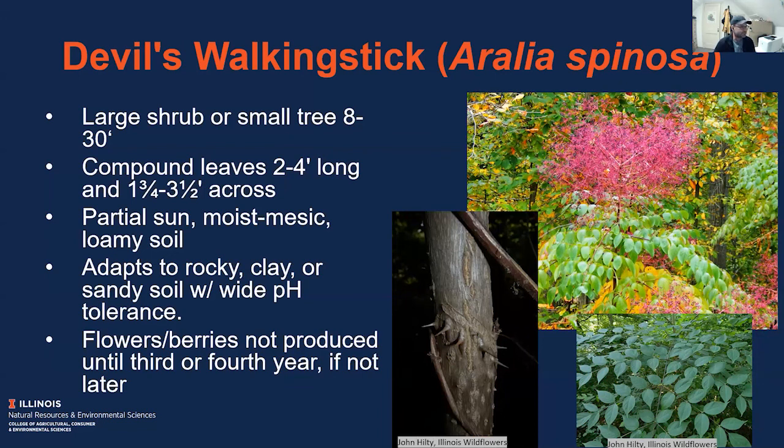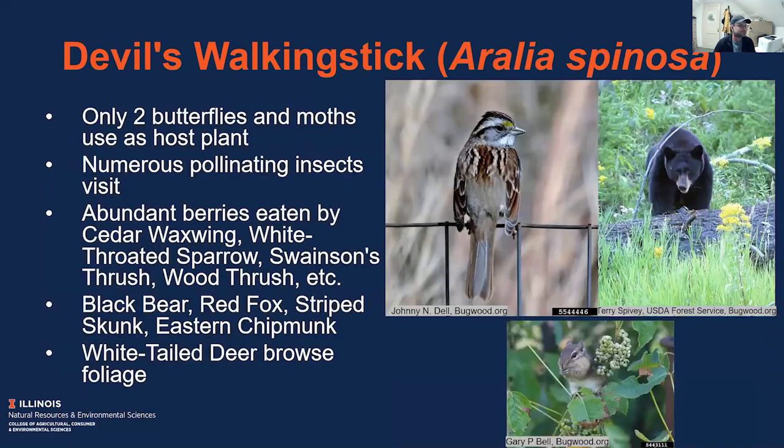So this one is pretty adaptable to a number of conditions of soil and sun. One thing to consider, people mention that the flowers and berries are not produced until the 3rd or 4th year, if not later. So if you're wanting instant gratification, this may not be the one for you. And it's also not a host plant of too many butterflies and moths, only 2 species mentioned on the plant finder. But it does have numerous pollinating insects.